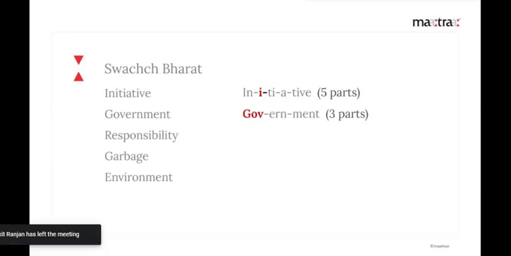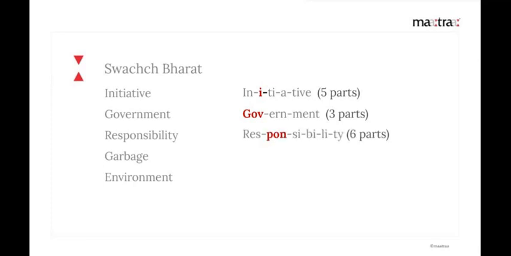Similarly, government. Government has 3 parts. Remember, the N is silent. It's not government. It's government. And the stress is on the first part, which is gov. Let's say this together. Government. Once again, government. Next word, responsibility.